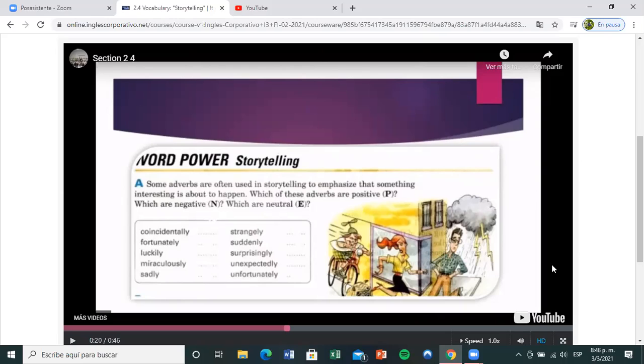Then we have fortunately. Fortunately. Good. Luckily. Luckily. Then we have miraculously. Miraculously. Sadly. Sadly.